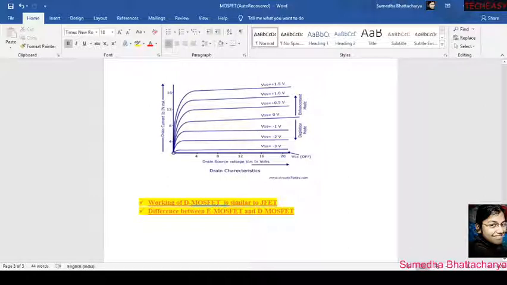This is all about today's lecture. I hope all of you have understood the depletion type MOSFET. From the next day, we will start a new chapter called op-amp, right? The electronics students, I hope, have already studied op-amp, and we will discuss the basics of op-amp in the next video. So this is the lecture on depletion type MOSFET.